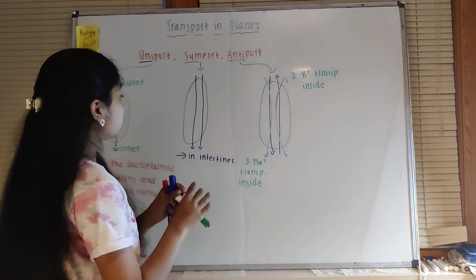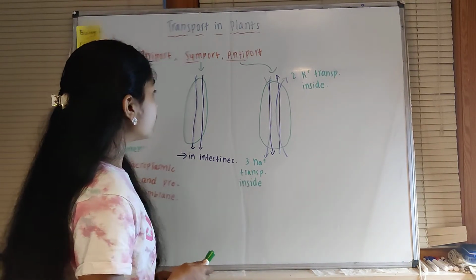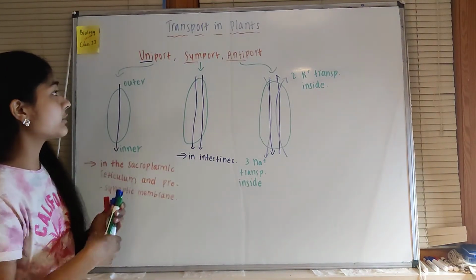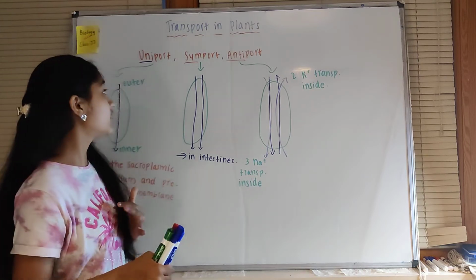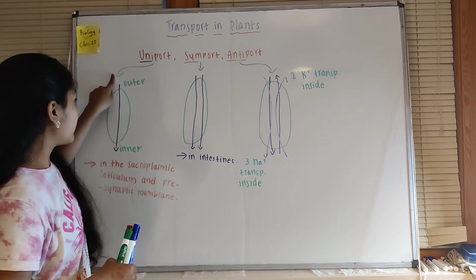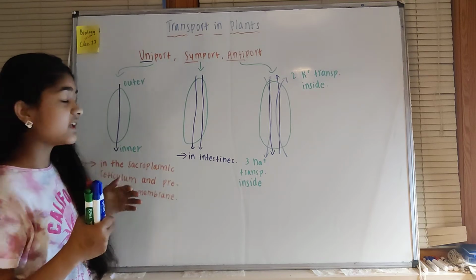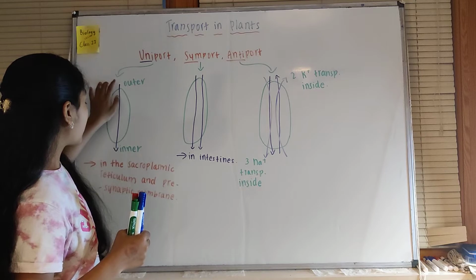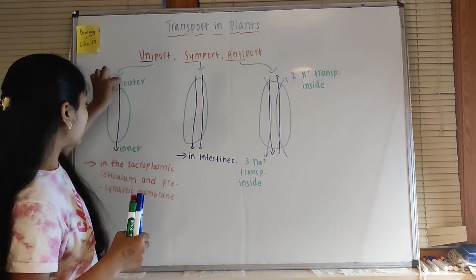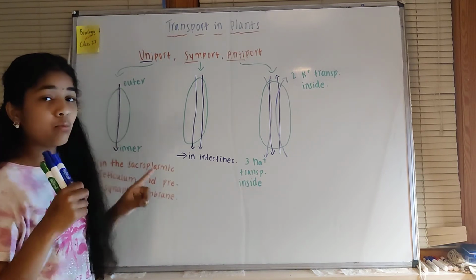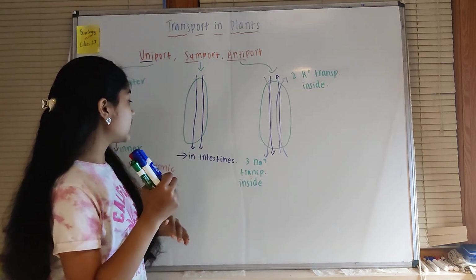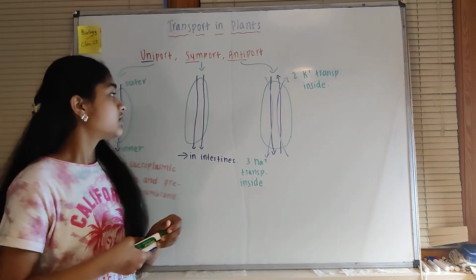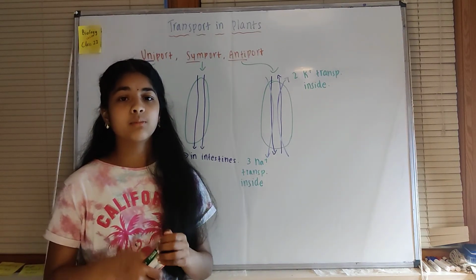Now uniport, symport and antiport: these are the three different transports that happen. In uniport, one particle moves through the carrier protein from the outer membrane to the inner membrane in only one direction. Here there are two particles which move in the same direction. Here there are two particles which move in opposite directions. So in this video we discussed uniport, symport and antiport.